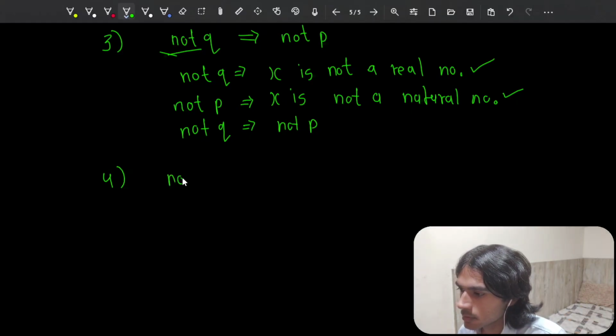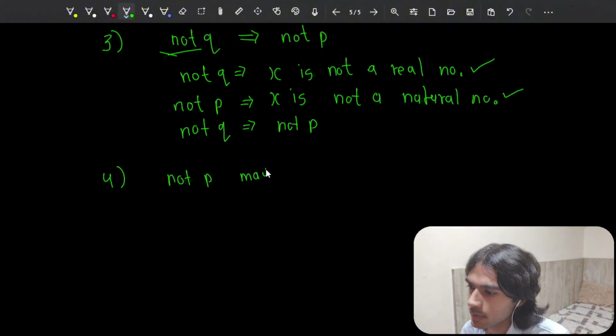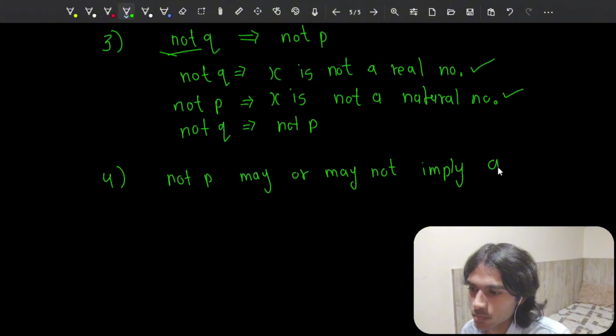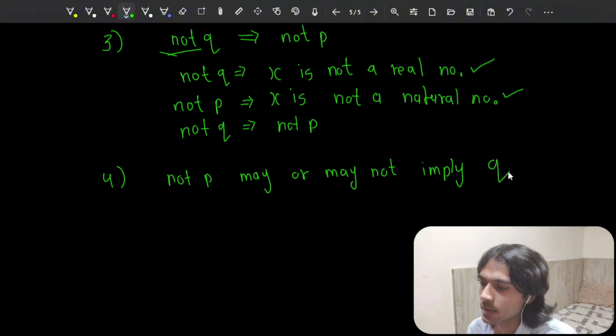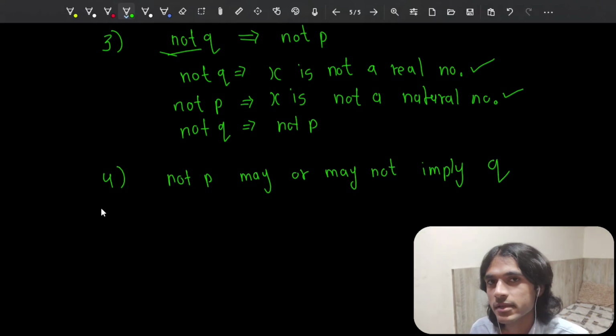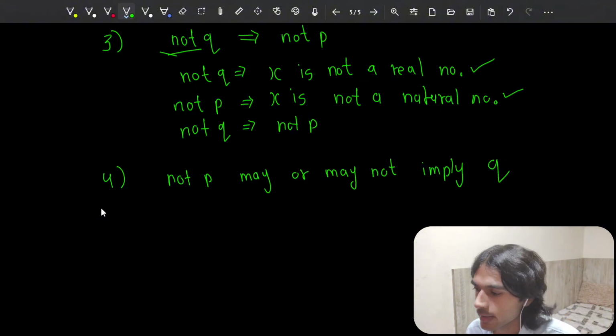That not P may or may not imply Q. So what do I mean by that? So this statement not P is going to be what? X is not a natural number, right? But suppose X is not a natural number. Does it mean that X can't be a real number either? It is a wrong statement, right? I'm going to tell you why.